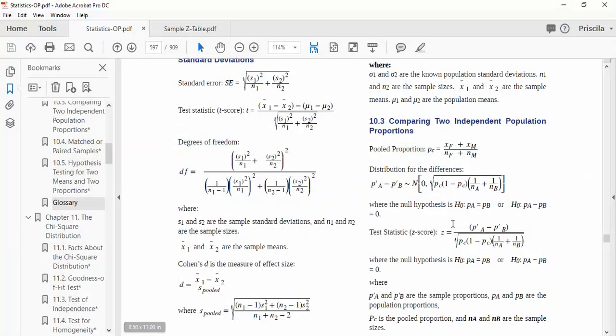In order to calculate this formula, you're going to have to get what is called the pooled proportion formula. The pooled proportion is the value of the first x plus the value of the second x, which is going to make sense when you see the problem, divided by the first sample size plus the second sample size. And let's go to the problem.